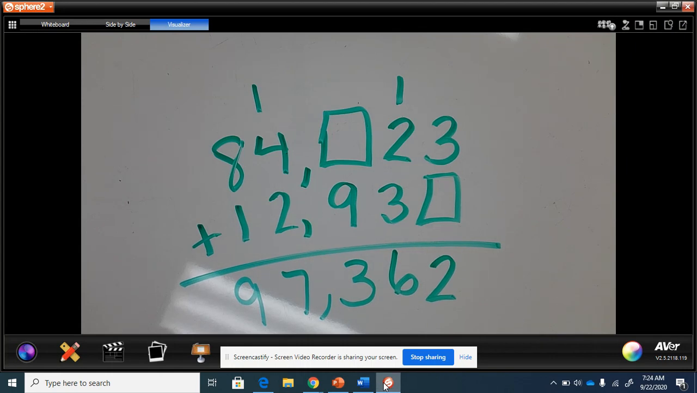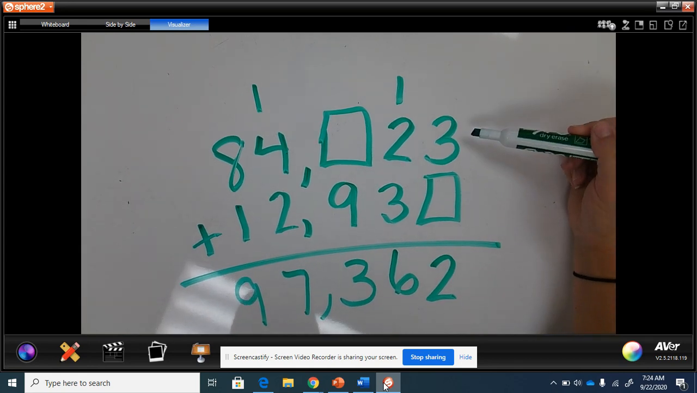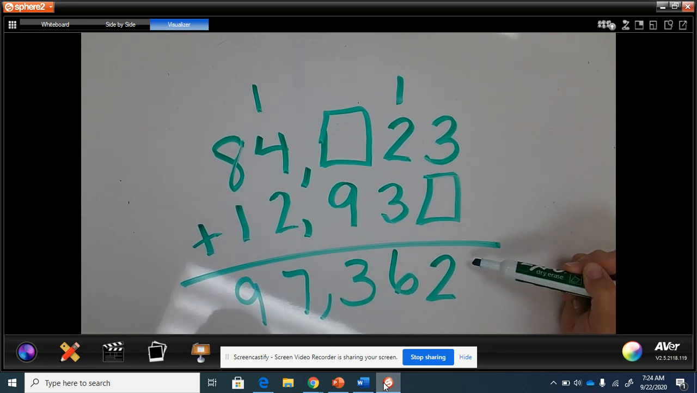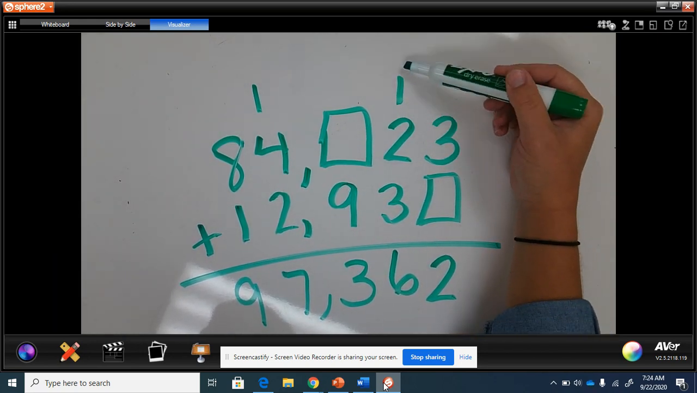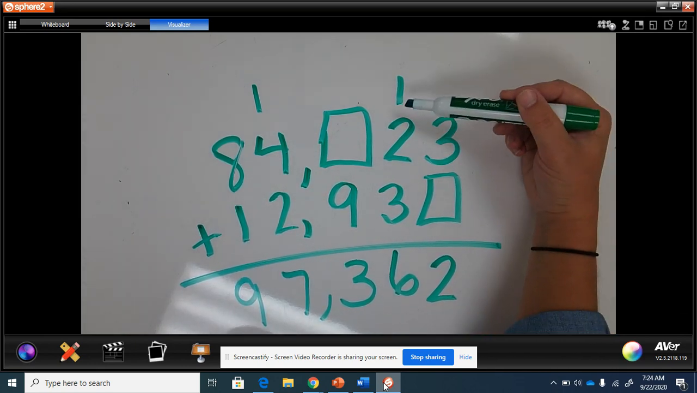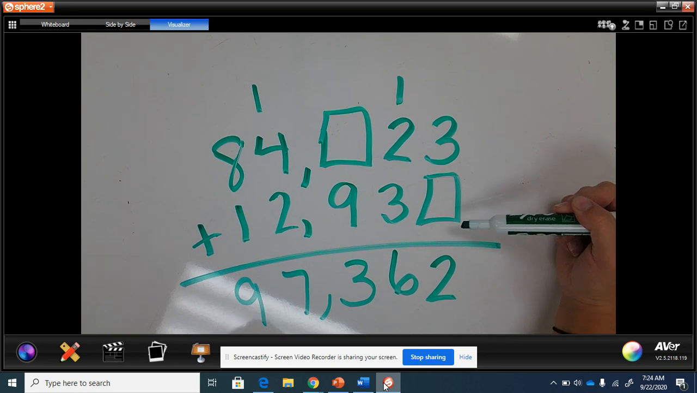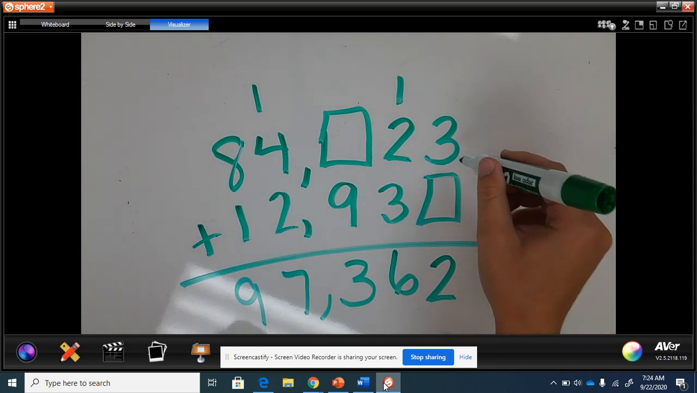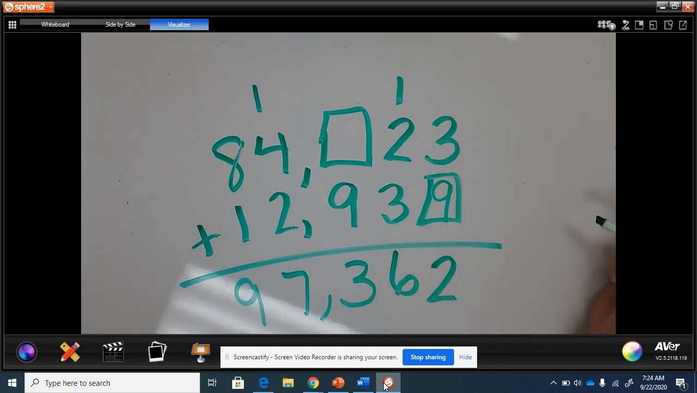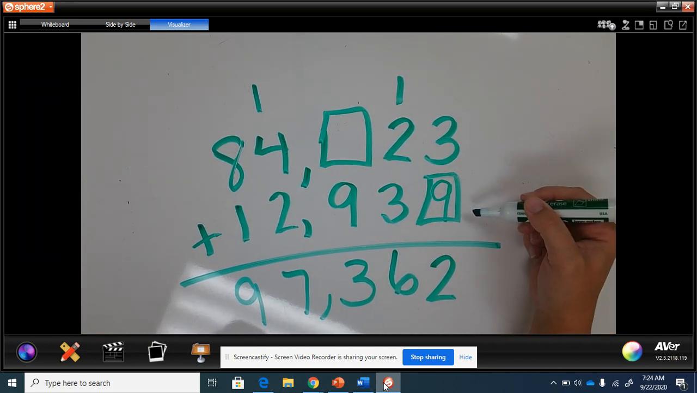Let's do one more problem with missing digits. This one will be more similar to the one that you will be completing. So 3 plus what gives me 2? 3 plus nothing would give me 2. But I see they had to regroup a 1 up here. So actually, 3 plus something gave me 12. So I'm looking for a digit that 3 plus something will give me 12. I know that 3 plus 9 will give me 12. So 9 is this first missing digit.